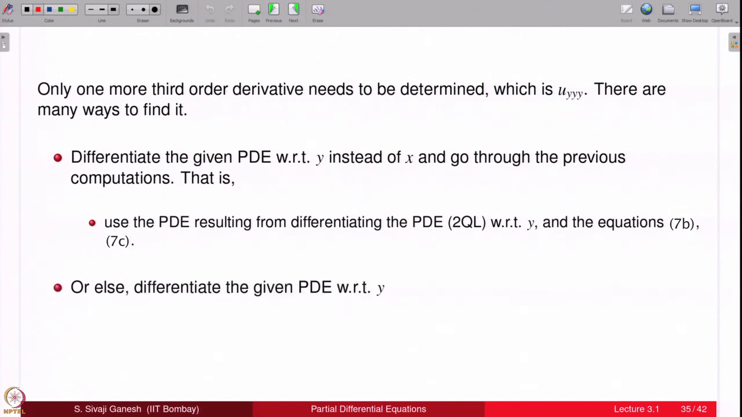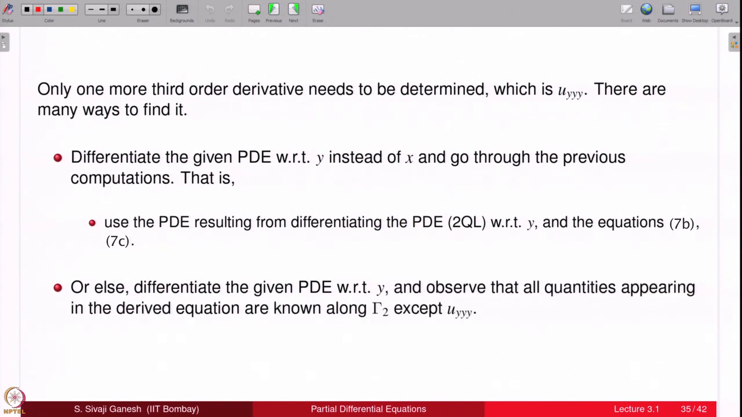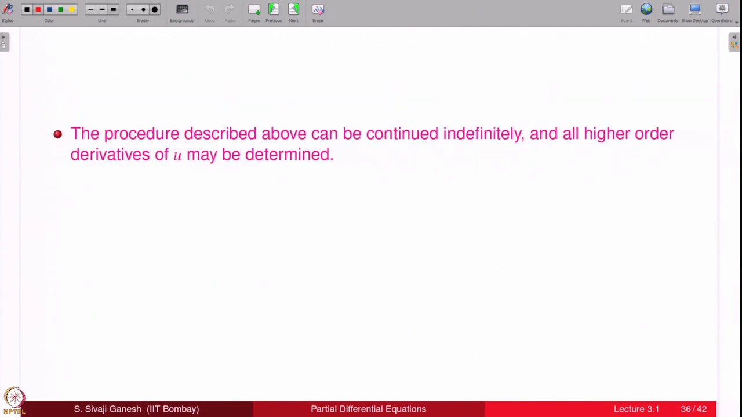Otherwise, differentiate the given PDE with respect to y. And then in that only u triple y will be unknown, the rest of the third order derivatives have already been determined. So, therefore, you can determine u triple y. Of course, you would need that the coefficient multiplying u triple y is non-zero, but that can be done.